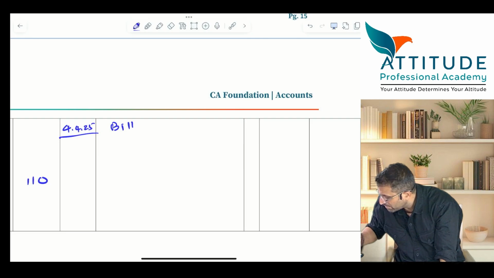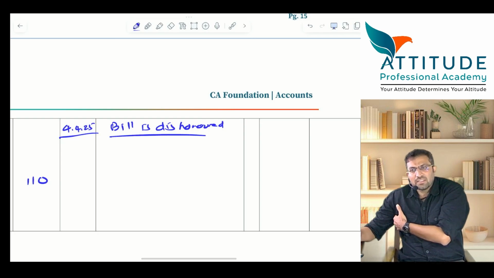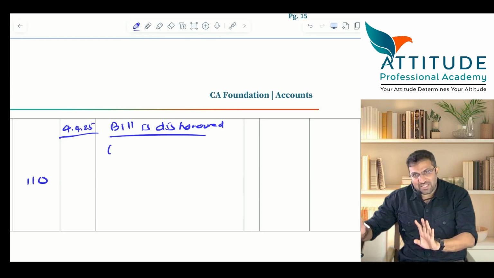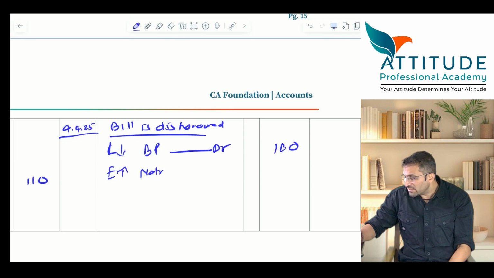Bill is dishonored. Noting charges 5, na? 10. Okay, noting charge 10. Tell me the entry. See, bills payable is still there in your books. So liability reduces. Bills payable account debit 100. Then noting charges debit. How much? 10. Everything is payable to Ram, is again a liability in your books.